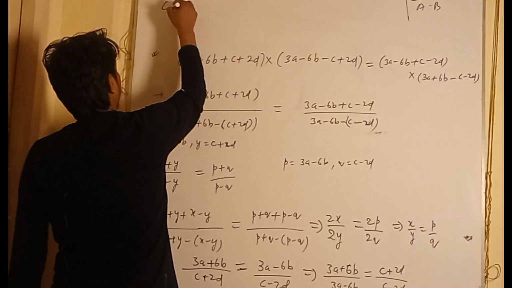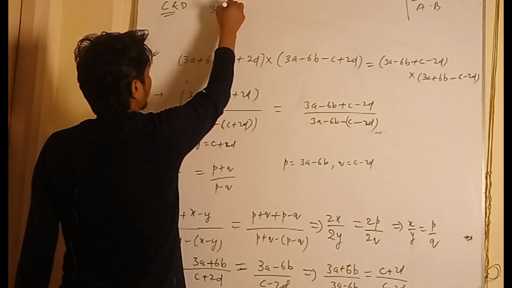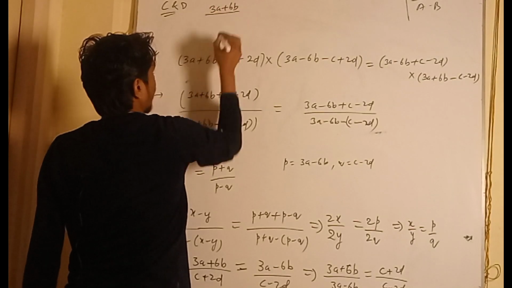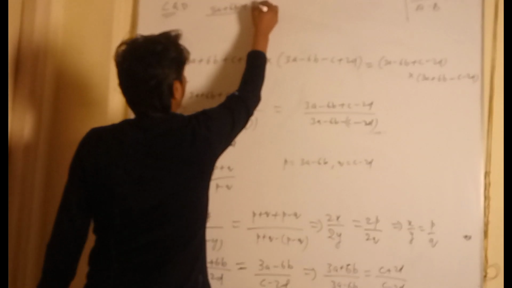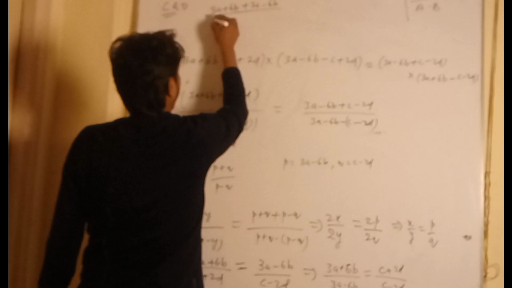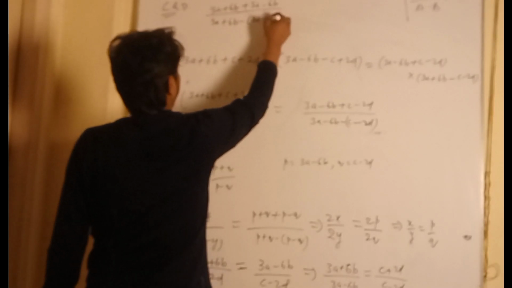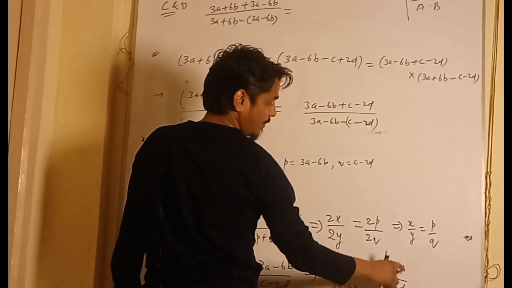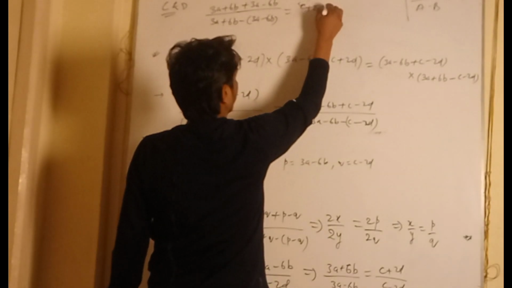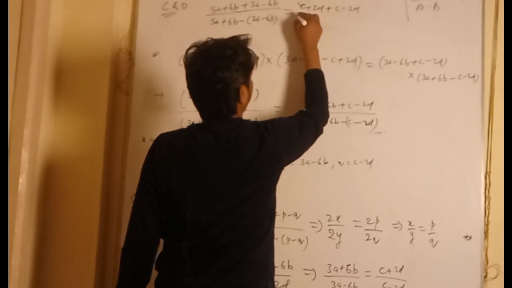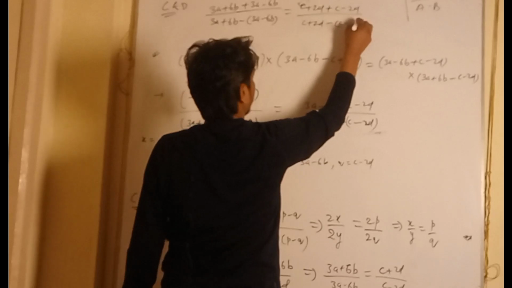If we use componendo and dividendo again, what will we get? We have 3a plus 6b over 3a minus 6b, so we need to add 3a minus 6b in the numerator, and in the denominator 3a plus 6b minus (3a minus 6b), is equal to c plus 2d plus c minus 2d over c plus 2d minus (c minus 2d).